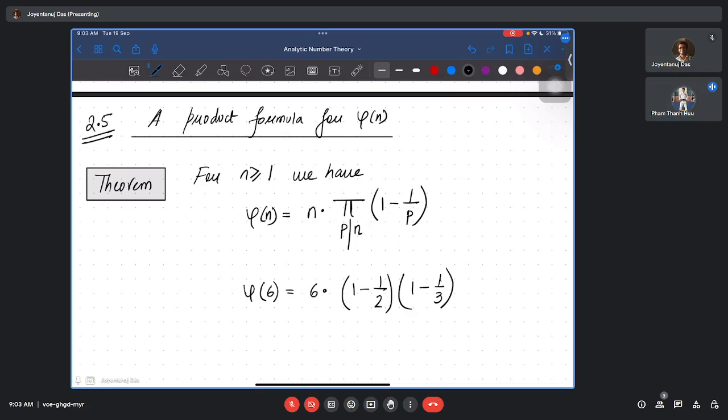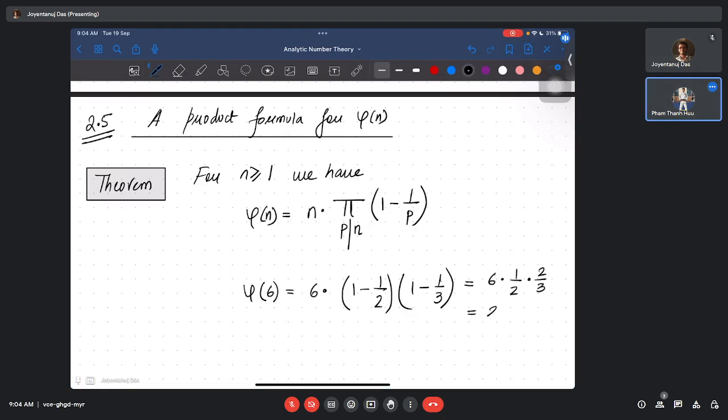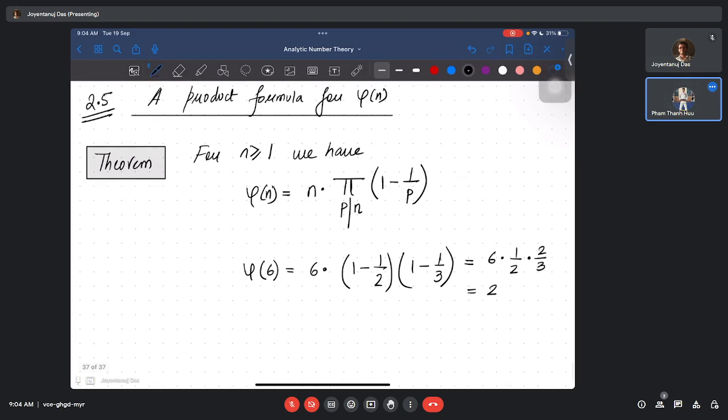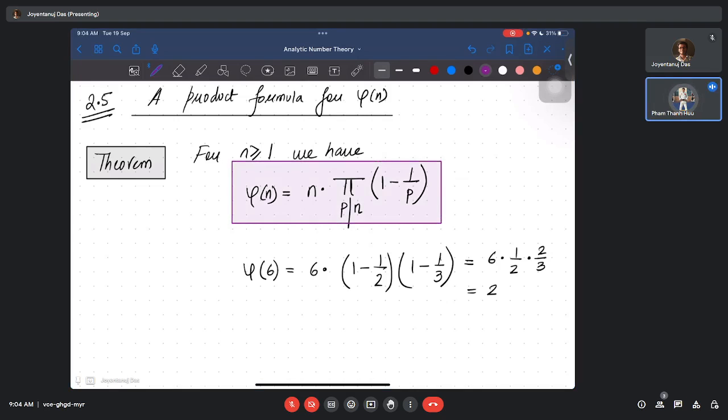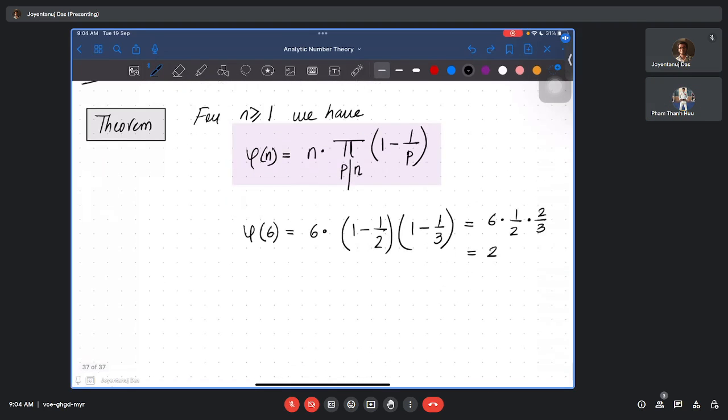Pi is the product of 1 minus 1 over p. If you check this, this is nothing but half, and this is 2 by 3, right? So this is 2. And phi of 6 is 2, right? That we know. So this identity, you understood, right? What we are saying. So let us prove this one.